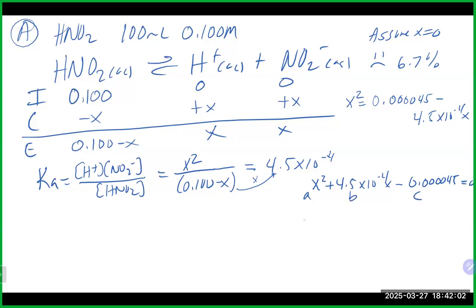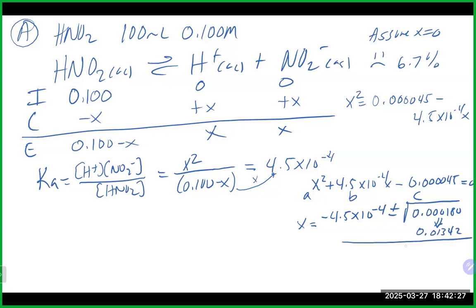That is our A, B, and C for our quadratic. Putting that into our quadratic gives us x is equal to minus 4.5 times 10 to the minus 4 plus or minus the square root. If you do everything inside the square root, I think you end up with 0.000180, and then if you take the square root of that, 0.01342, I think is what you end up with. That's going to be divided by 2, as that's 2 times A, which is 1 in this case.